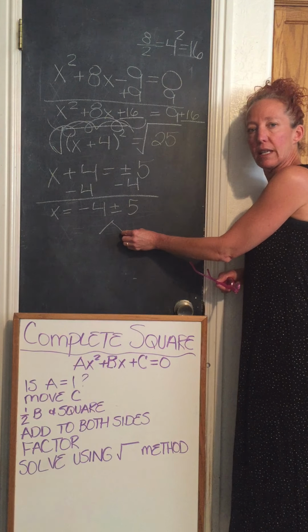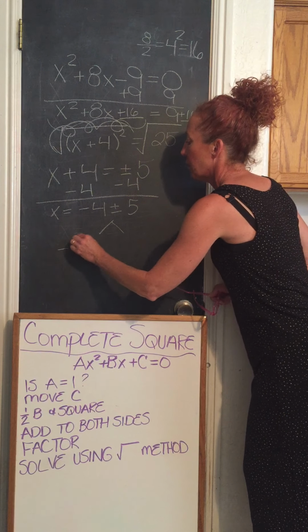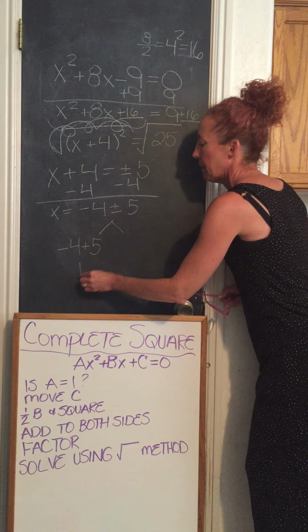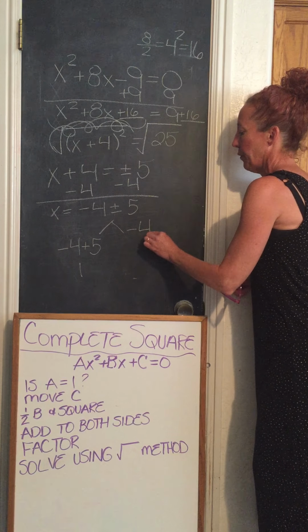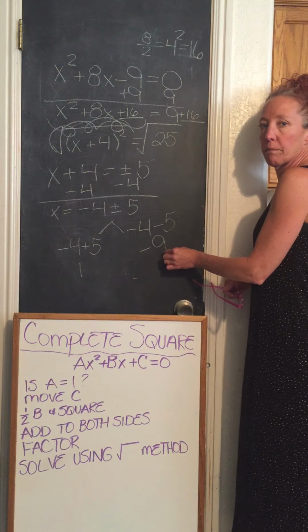I did one example, I think, in the square root method to show you. So we have negative 4 plus 5, which is positive 1. And we have negative 4 minus 5, which is negative 9.